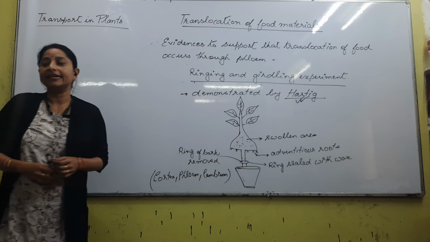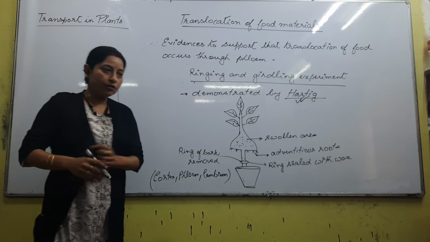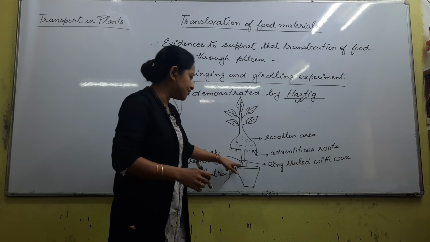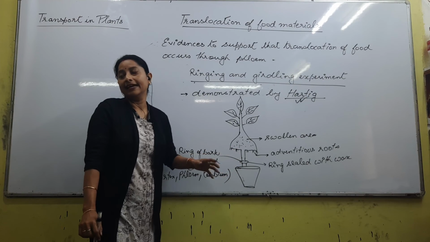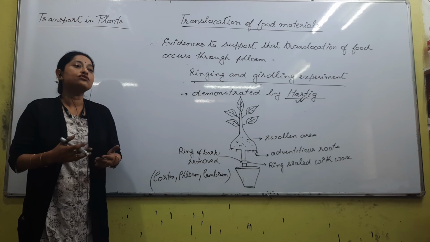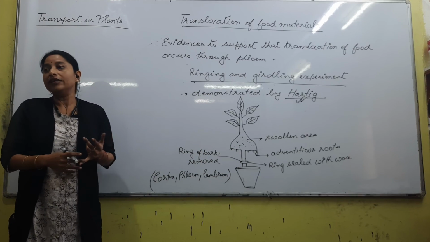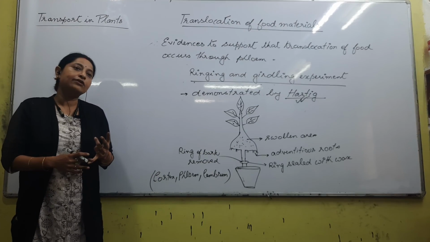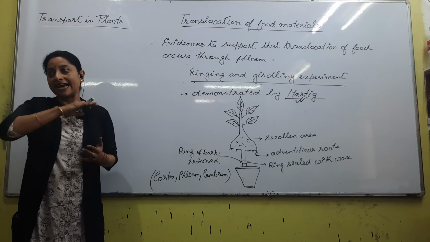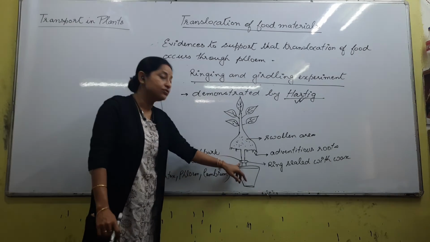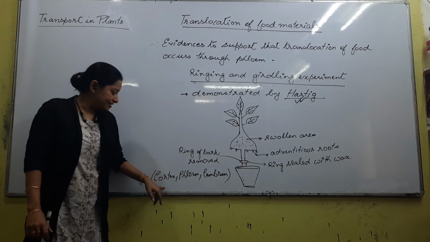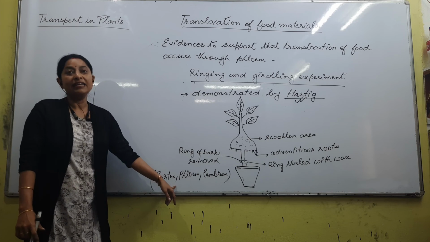What has Hartig done? He has taken a potted plant, and from the potted plant he has removed some tissues in the form of a ring, and that is what is called girdling. Girdling means to remove certain tissues from a plant. When you girdle a plant, that does not mean you cut the plant into two halves. You just remove certain tissues, and the tissues removed are cortex, phloem and cambium.